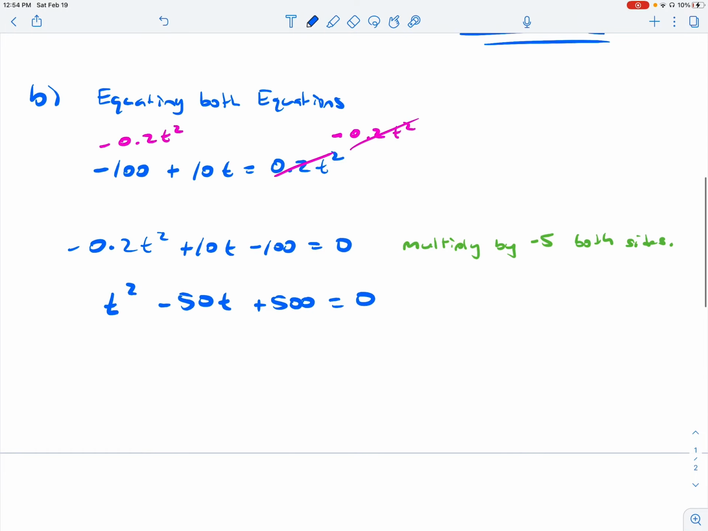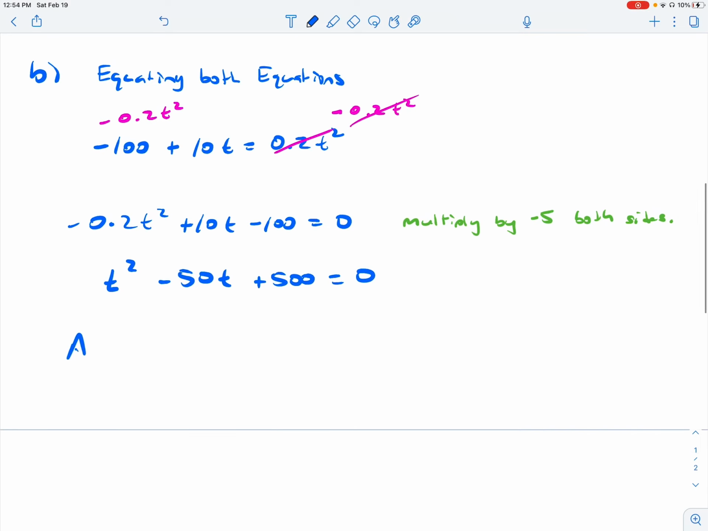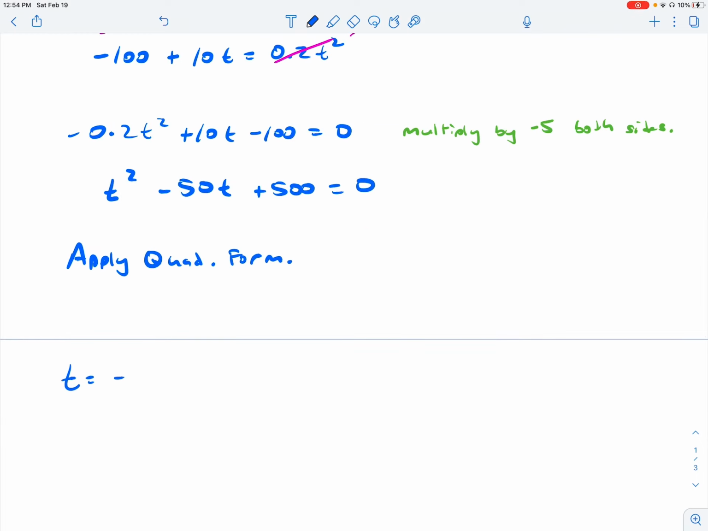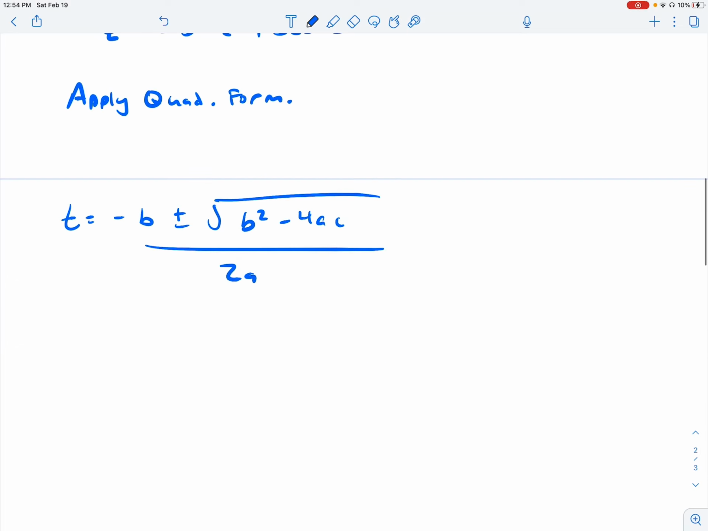All right, this doesn't look factorable. 50 and 10 won't work. 25 and 20 won't work. So yeah, definitely not factorable. Let's go ahead and apply the quadratic formula. I just call it quad form for short. So we have t equal to negative b plus or minus the square root of b squared minus 4ac, all over 2a.